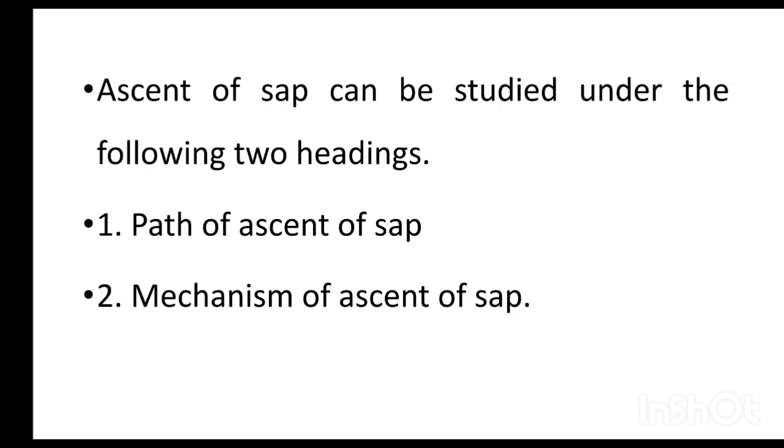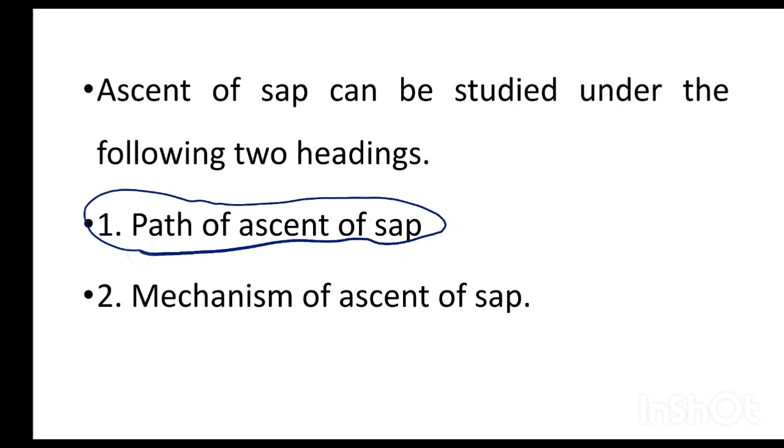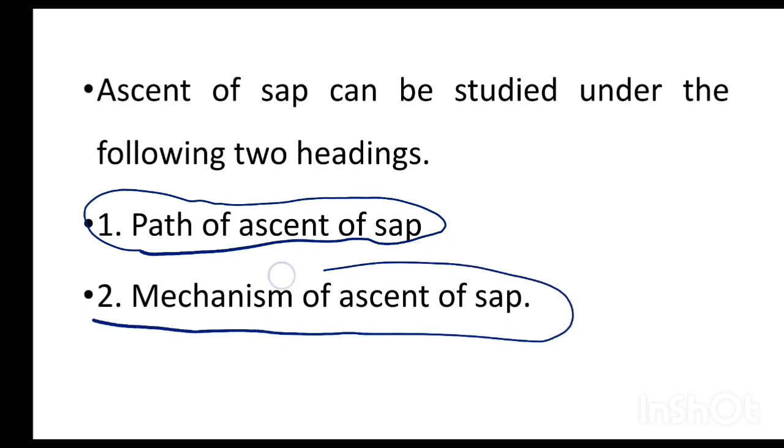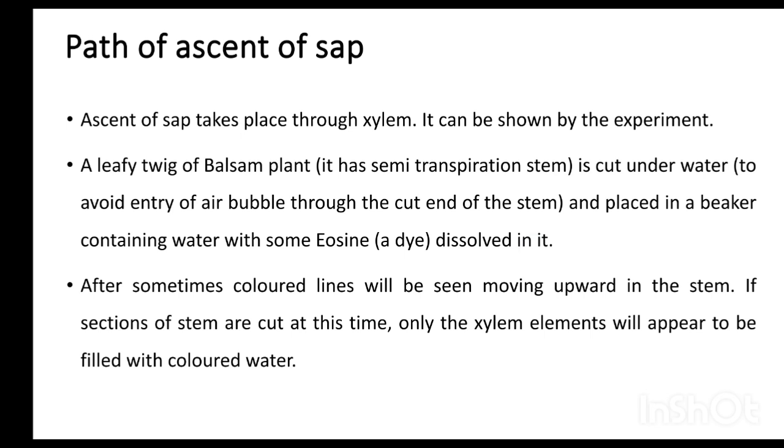Ascent of sap can be studied under the following two heads. At first, what is the exact pathway of ascent of sap? Next, the mechanism of ascent of sap. At first, the path of ascent of sap. Ascent of sap takes place through xylem. It can be shown by an experiment.